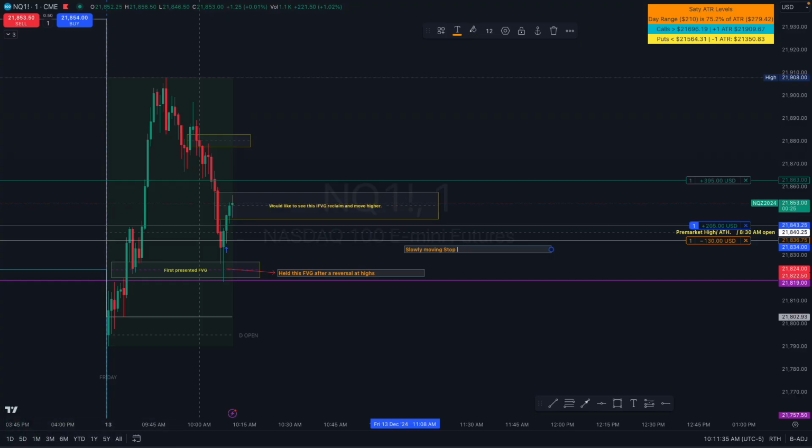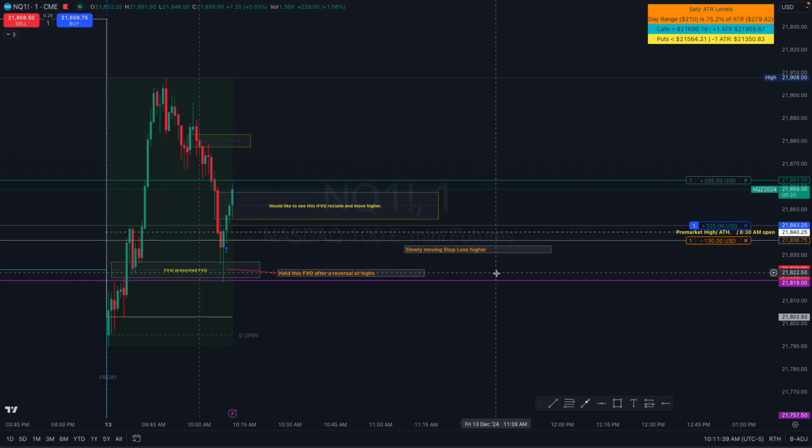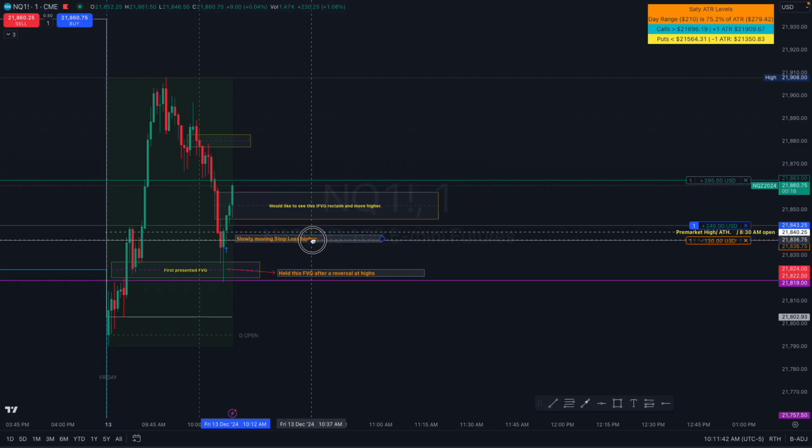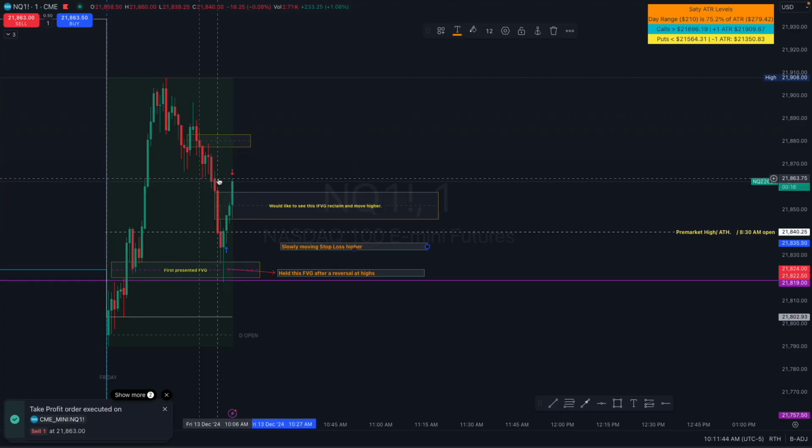And here I moved my stop right close to the entry. I'm managing my risk here, and there you go, my profit target hit. I'm done for the day here.